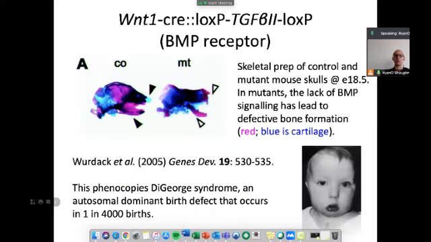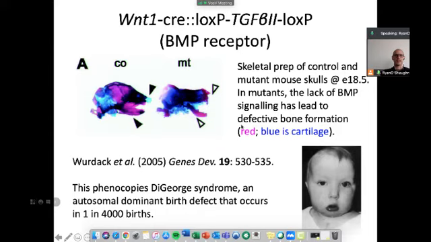So we can use these Wnt1 Cre mice to knock out expression of other genes. So in this case, we're knocking out the BMP receptor, TGF-beta 2, only in cells that are expressing Wnt1. So it's only the Wnt1 expressing cells that have Cre, and therefore you only get removal of TGF-beta 2 when Wnt1 is present. And we can see these skeletal preps of control and mutant mouse skulls.